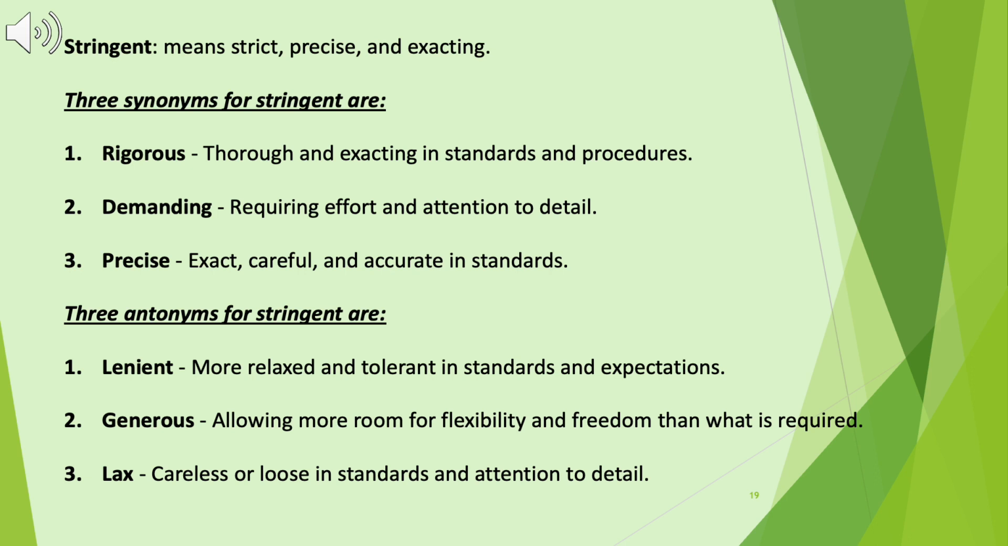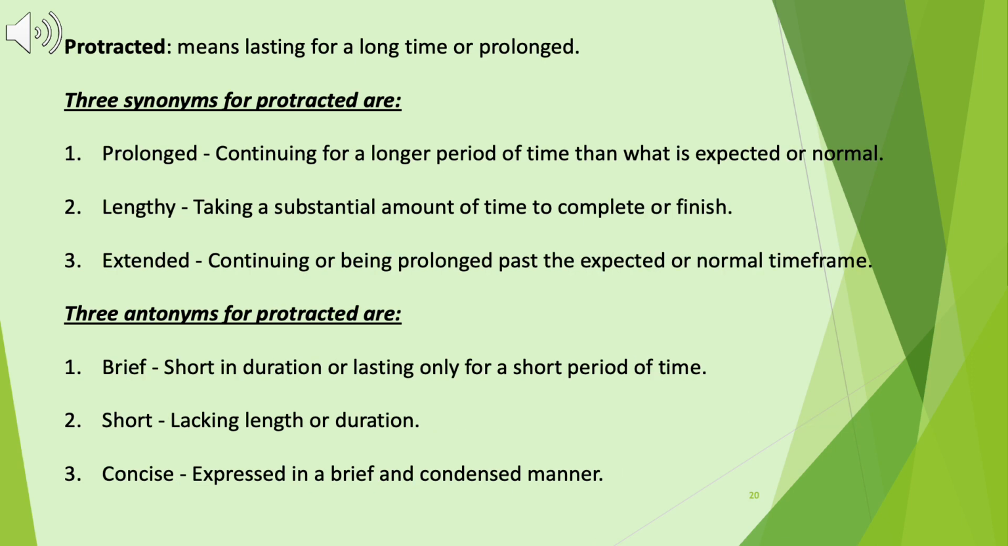Three antonyms for stringent are lenient, more relaxed, and tolerant in standards and expectations. Generous, allowing more room for flexibility and freedom than what is required. Lax, careless or loose in standards and attention to detail. Let's look at word.